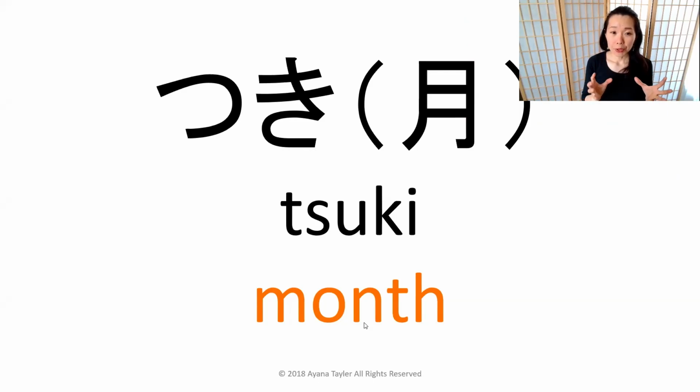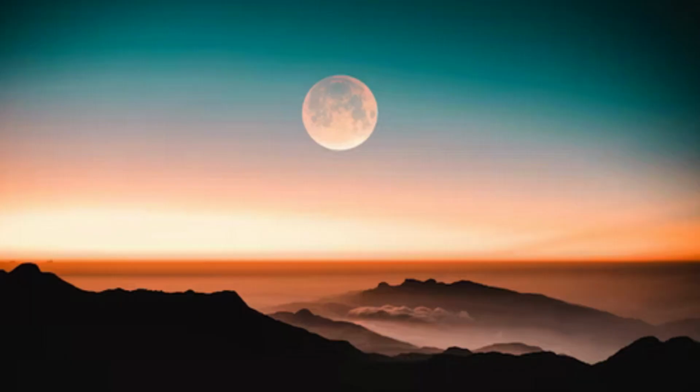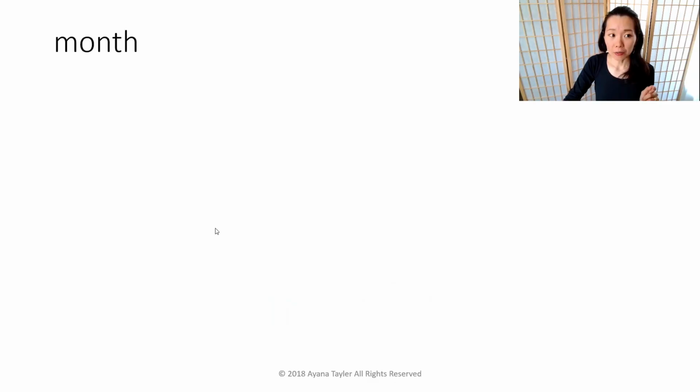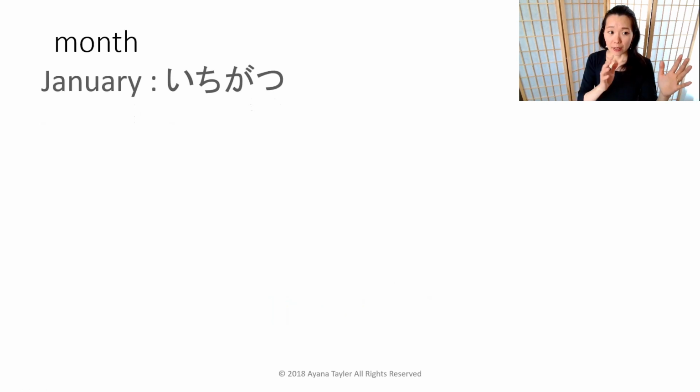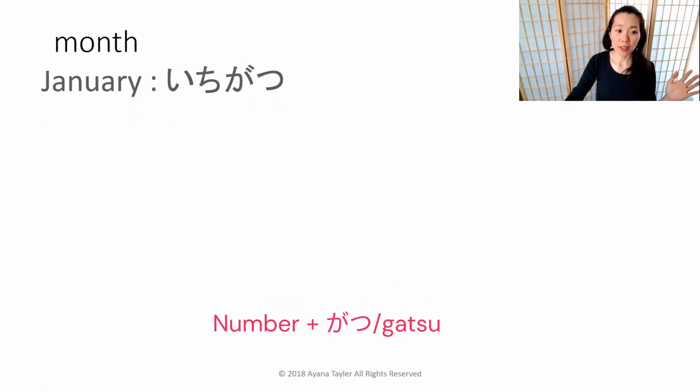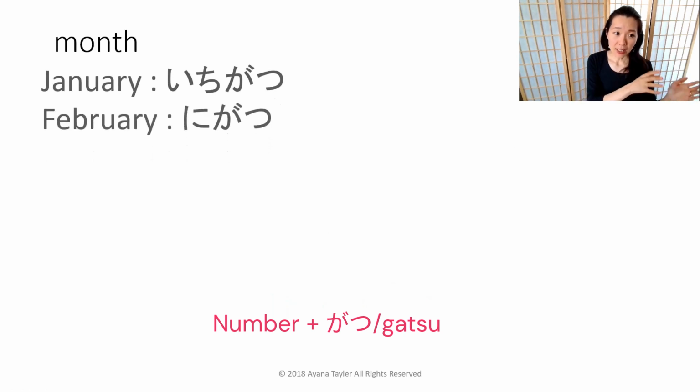Okay, so we will use the number, then 月. 月 means a moon or month. So when you are talking generally, like we will say 1月. Then if it's February, you say 2月. So simply number plus 月. So that's the Japanese way.